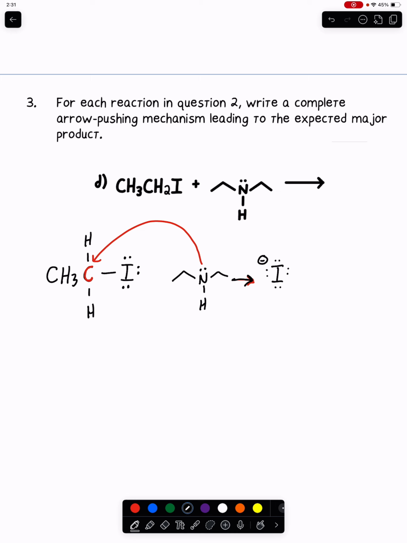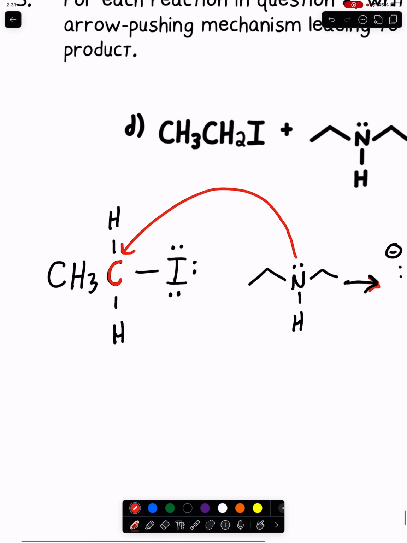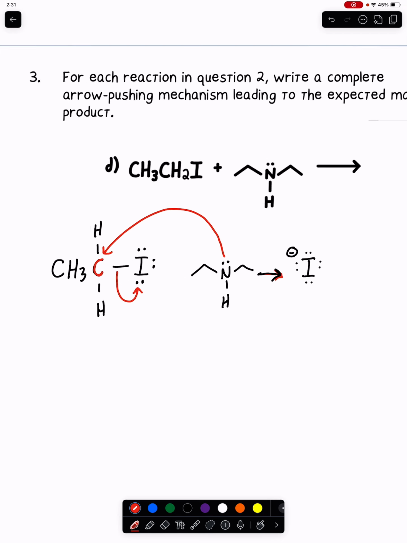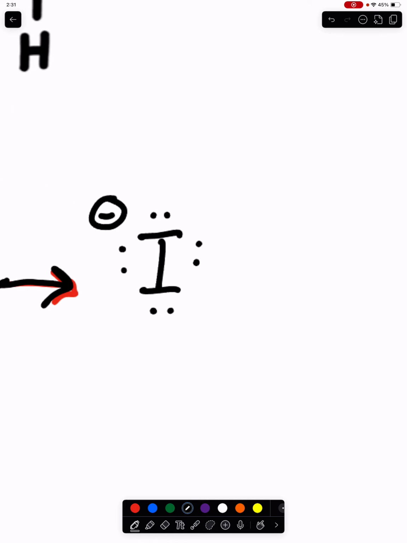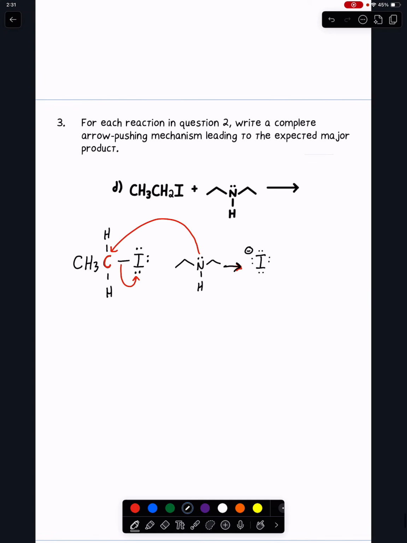So what we want to show is those electrons between the carbon and iodine. They're going to stay on the iodine. And now we have a new bond between the carbon and that nitrogen. We're not really interested in this species here. That's just the leaving group. We want to draw the major product, so we want to draw this species here.